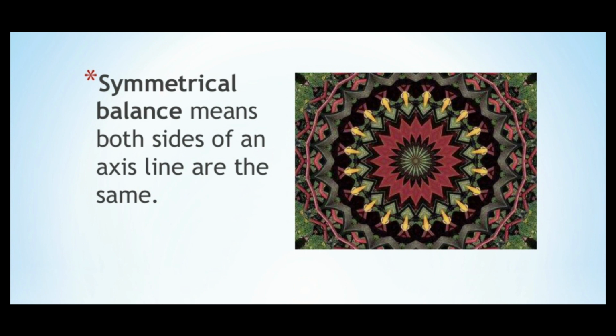Here's another great example of symmetrical balance. Here is a radiating design, meaning it's coming out from the center, and no matter where you would draw a line of symmetry, diagonally, horizontally, or vertically, you would be able to cut it so that both sides of that line would be the same on each side.